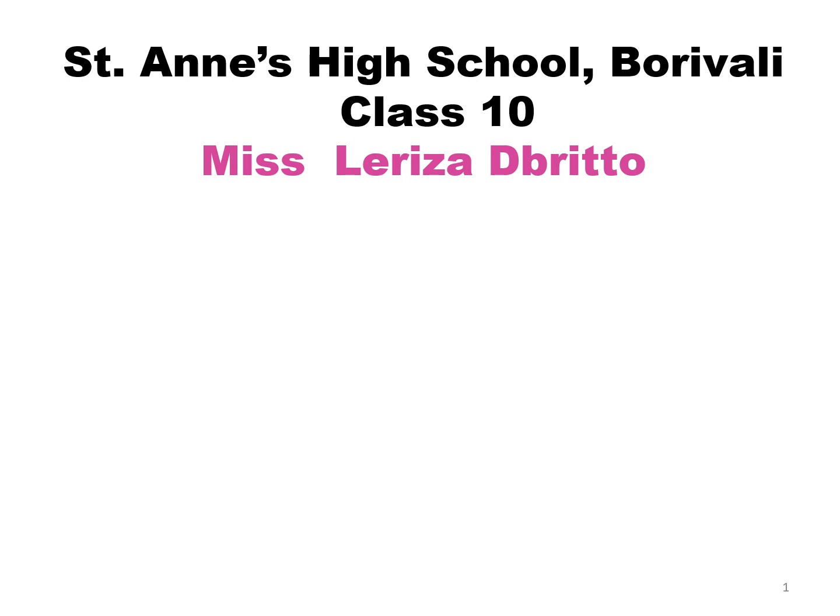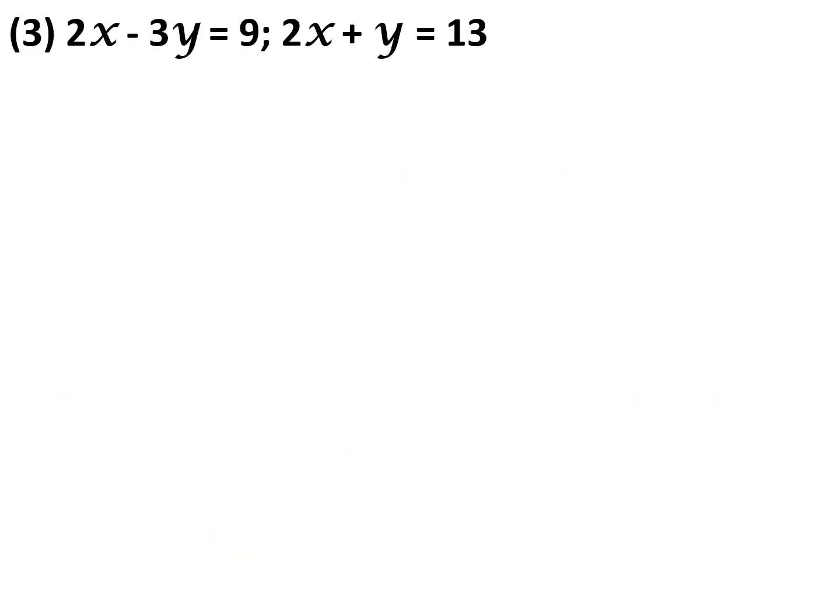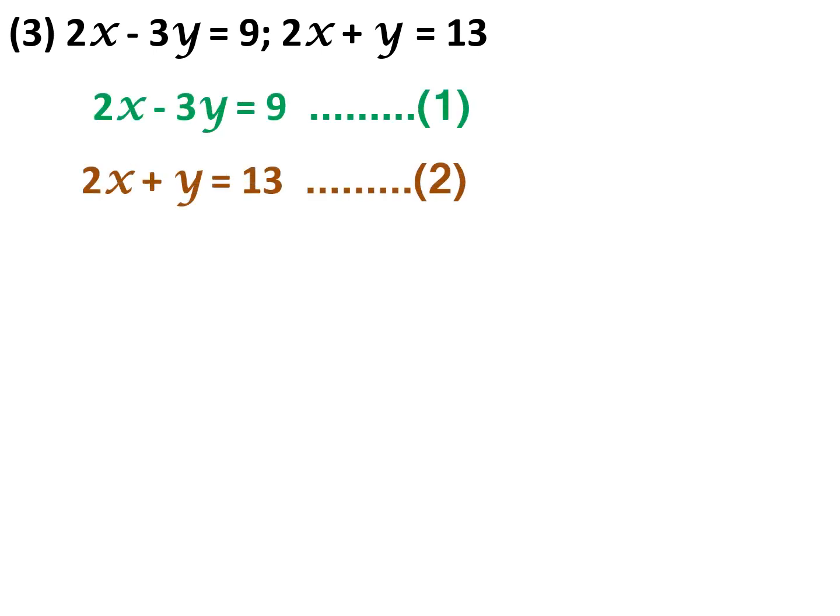Hello students, let us continue with Maths 1, Chapter 1. Today we will be discussing the homework sums of exercise 1.1, question 2, sub-question 3. 2x minus 3y is equal to 9. 2x plus y is equal to 13. Numbering the equation, 2x minus 3y is equal to 9 is my equation 1. 2x plus y is equal to 13 is equation 2.